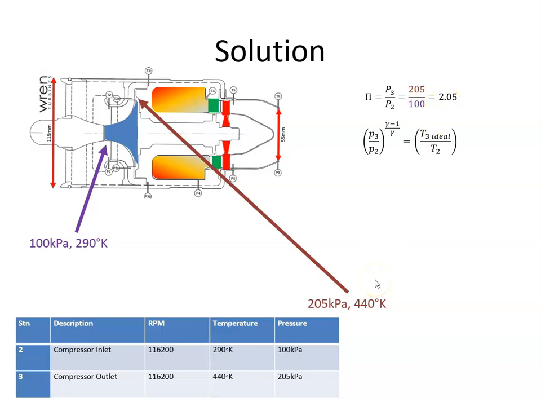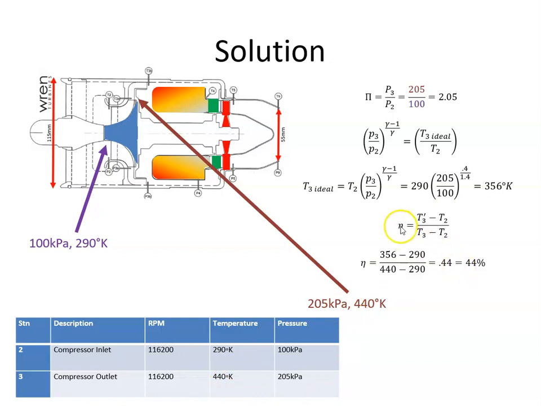If we want to get the ideal temperature, we just cross multiply both sides by T2, and we plug in the values. So T2 is 290, times 205 to 100 kilopascals, to the power of gamma minus 1 all over gamma, which is 0.4 all over 1.4, and that works out to be 356 degrees Kelvin. Okay, so we have our ideal temperature, but what was actually recorded is 440.